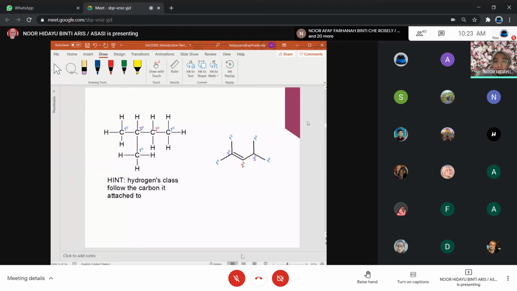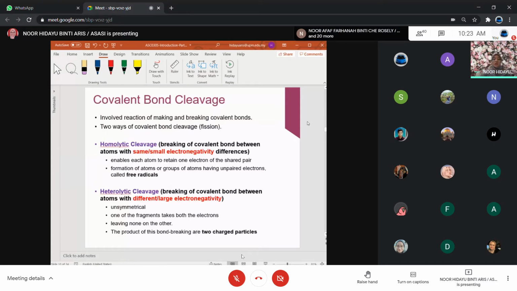Okay. So next we move to the covalent bond cleavage. Okay, cleavage maksudnya terbelah lah ataupun pecah. Okay, so covalent bond is the main connection in organic chemistry between two atoms. So macam mana nak form covalent bond? By sharing the electrons. So involve reactions of making and breaking covalent bonds, two ways of covalent bond cleavage or fission. Kita ada two types of covalent bond cleavage.